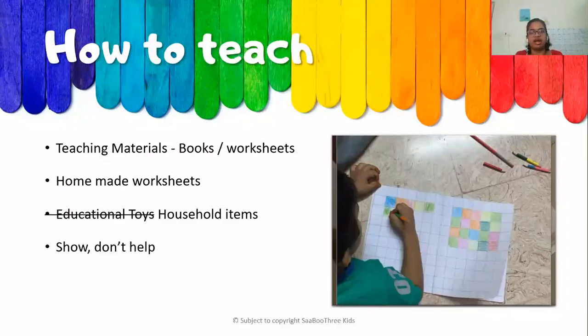And one other strong recommendation is show, don't help. When the child wants to write something, don't hold their hands unless there is a special need for the child to be physically assisted. Otherwise, don't hold the hands when the child is writing. This is a very simple example, and it applies to other activities too. Don't hold their hands while doing that. Show them and ask them to repeat.